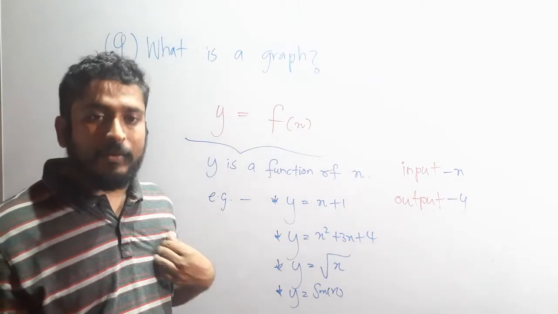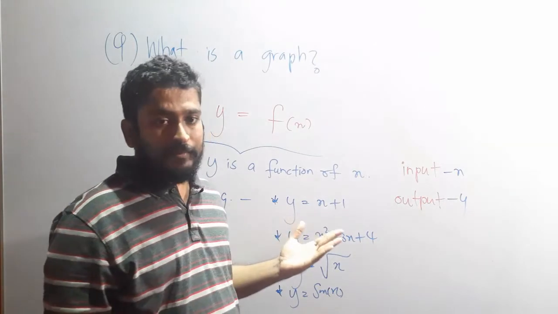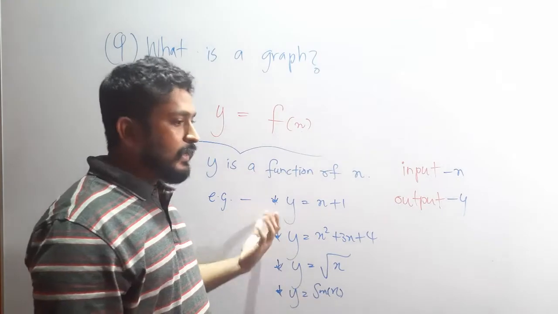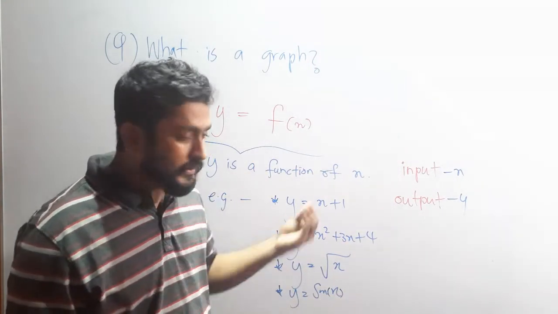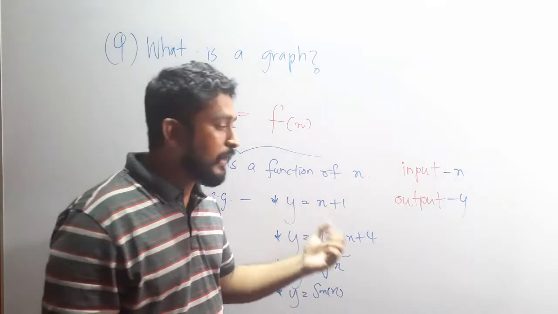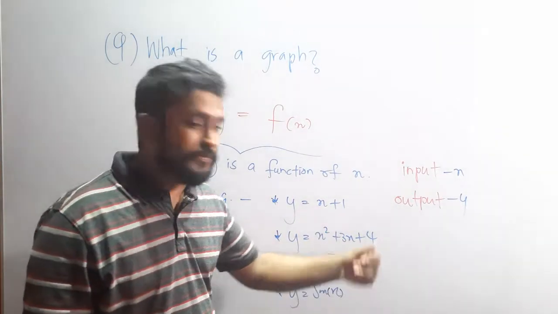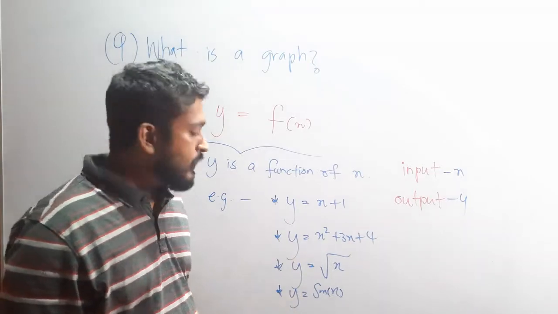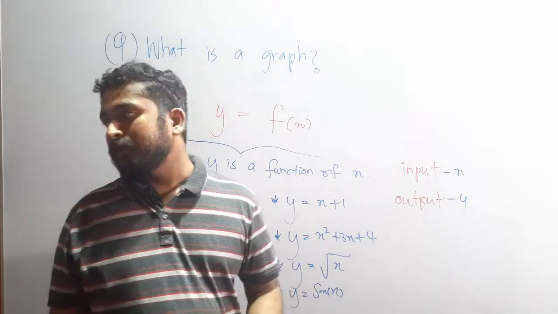That is what we call a function. In this function, the pattern is y will have x plus 1. When we input for x, it is the input plus 1. Here, input squared plus 3 into input plus 4. Here, square root of the input. Here, sine value of the input.